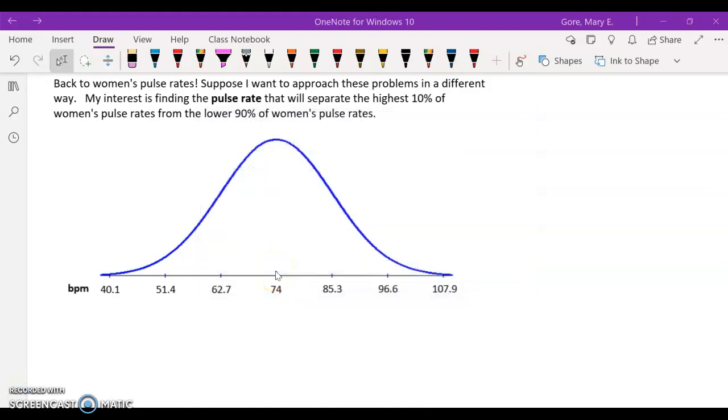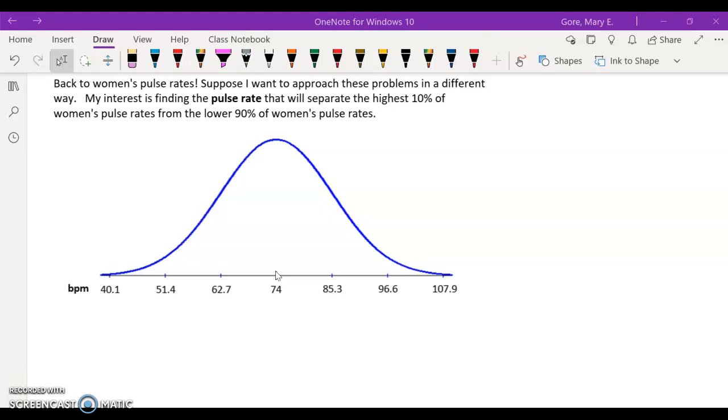We're back to do one last problem with the women's pulse rates. Suppose I want to approach these problems in a different way. My interest is finding the pulse rate that will separate the highest 10% of women's pulse rates from the lower 90% of women's pulse rates. So we're still working on the assumption that the mean is 74 and the standard deviation is 11.3, as we have for this entire lesson.